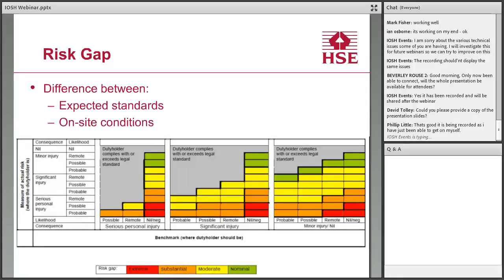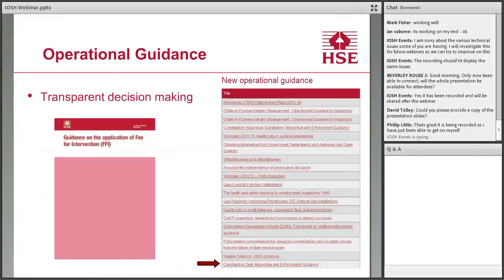And what that means is that if you haven't got the right controls in place, the risk gap can be quite large between the likelihood and the consequence of where you are and where you should be. And the bigger that gap is, the more significant the enforcement action would be. What we've done is transferred all of that into operational guidance. So if you go onto our website and type in construction dust operational guidance, you'll get that link at the bottom right hand side.